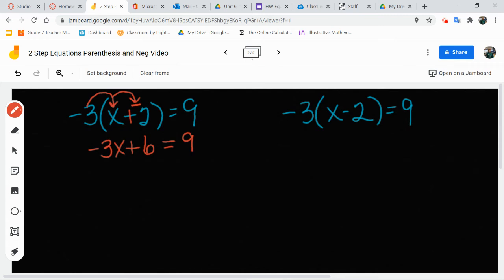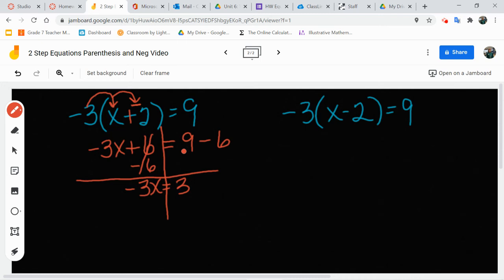Now we've got a two-step equation to solve. Our first step is always the opposite of addition or subtraction. We're going to get all the constants without variables on one side. So the opposite of adding 6 is subtracting 6 to both sides. This is adding the opposite, giving me 0 or none. So I'm left with negative 3 times x equals 9 minus 6 is 3.